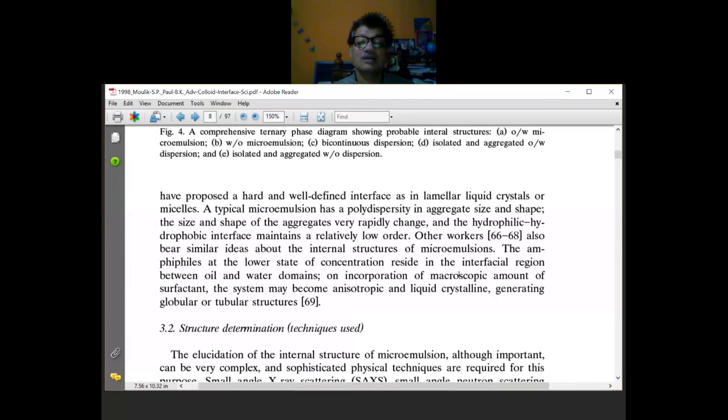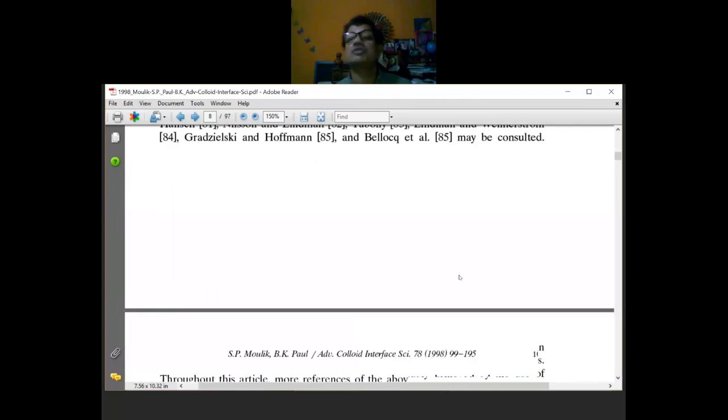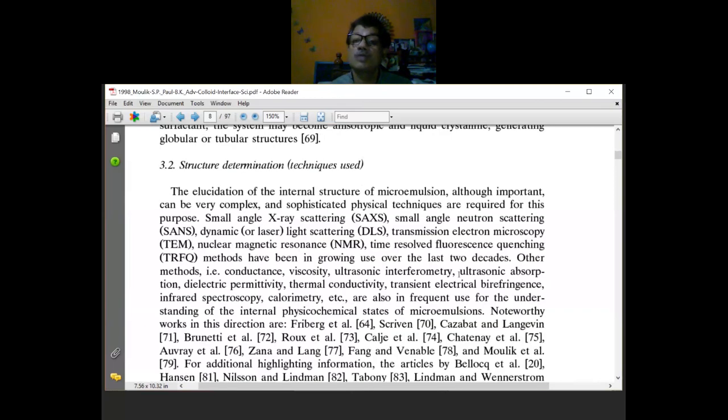How can I characterize them? There are different ways to characterize. First, you need to know what you need to know. You need to know the size. Size of the microemulsions are determined using different techniques called small angle X-ray scattering, small angle neutron scattering, dynamic light scattering, DLS. In our university we have one DLS in Shumita Madam's laboratory and one in the UC. So it measures the size.